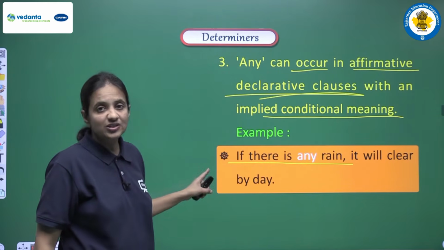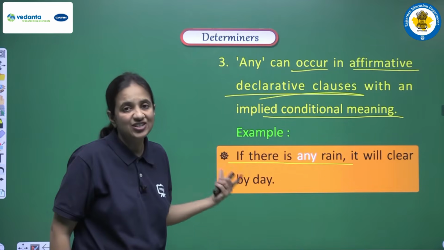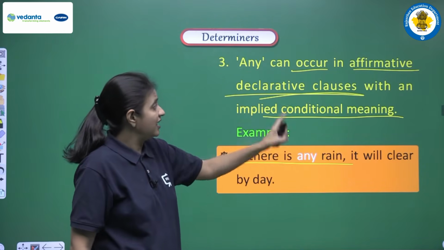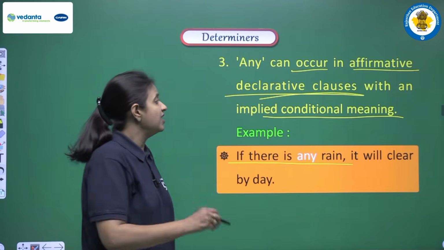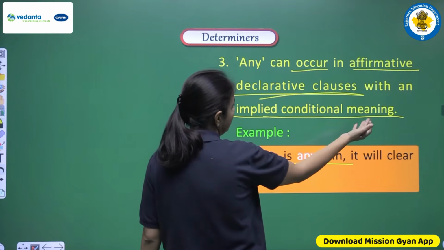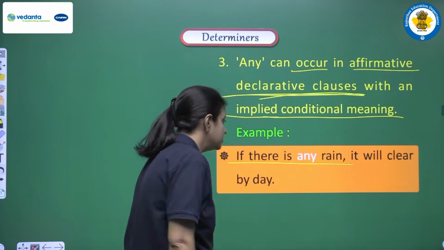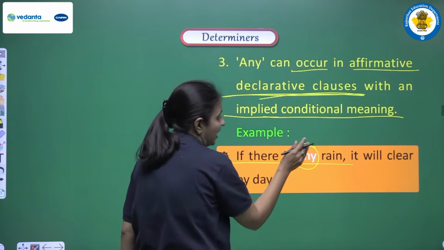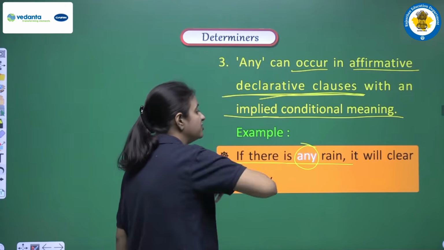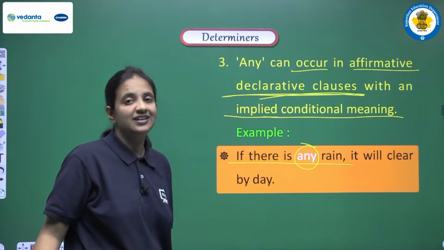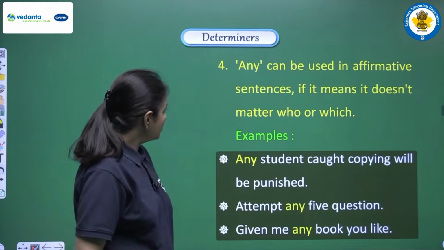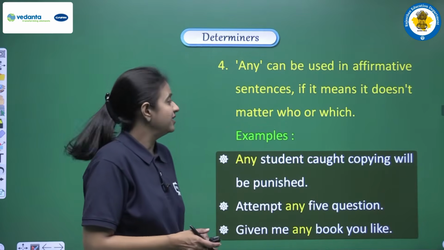So according to this point, if we are having a conditional sentence, any can be used when we are having implied conditional meaning. So any can be used in affirmative declarative clauses, and this is the reason we are using any here. We are writing, if there is any rain. Clear? Next one we are having, let's see the next use.